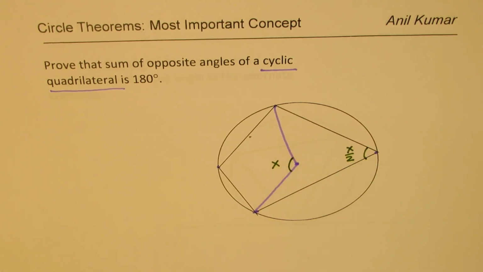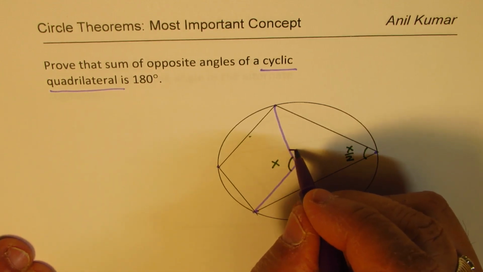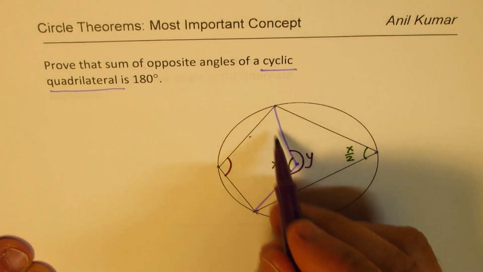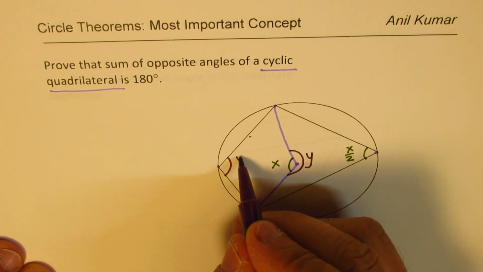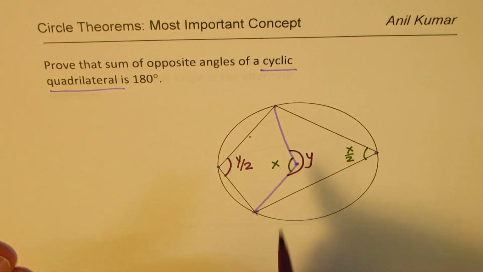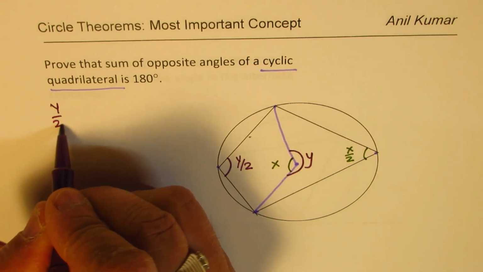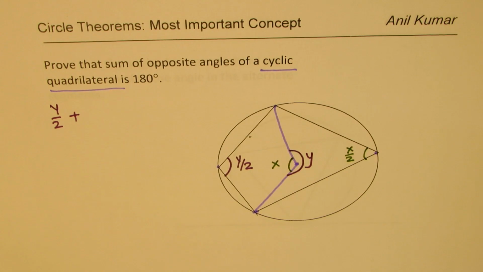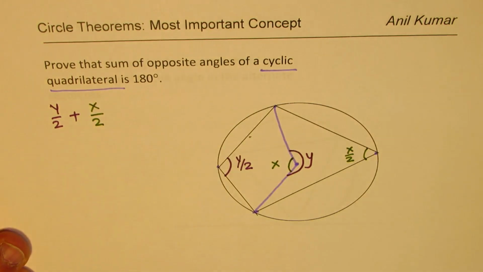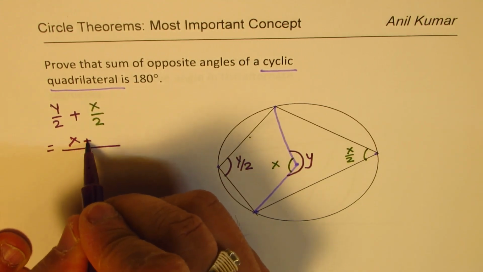Correct? Right. Half of the angle at the center. Well, if this is y, what should you get for that angle? Well, this angle should be half of y. Right? So we are talking about the sum of these two angles, right? So y by 2 plus x by 2, right? So if I combine these two, what do I get? 2 as common, we get x plus y.